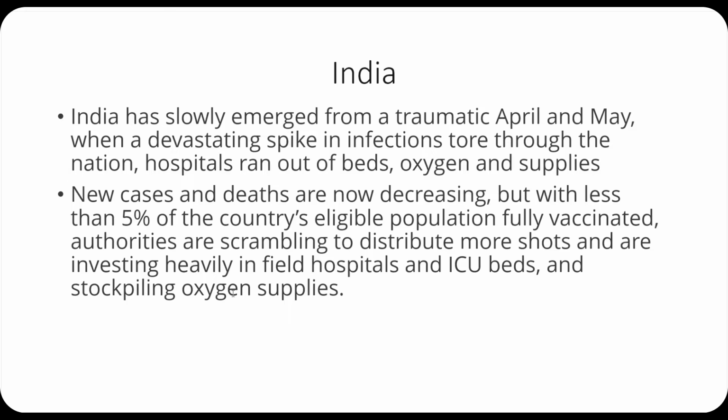The new cases and deaths are now decreasing, but the biggest fear factor is that only 5% of the country eligible to get vaccinated have been vaccinated. So only 5%. India's population is 1.3 billion, and that's a huge population to give vaccination to. So they're having quite a bit of challenge in meeting the needs of people getting sick with the Delta variant and giving vaccination at the same time.